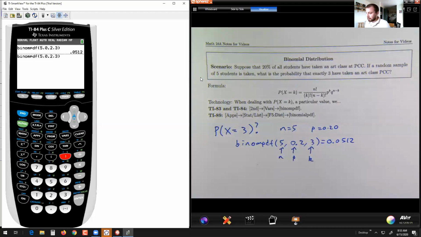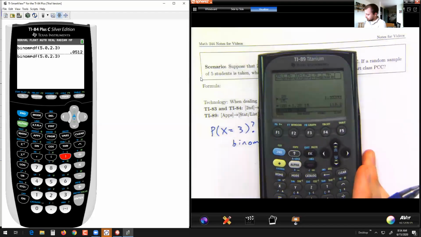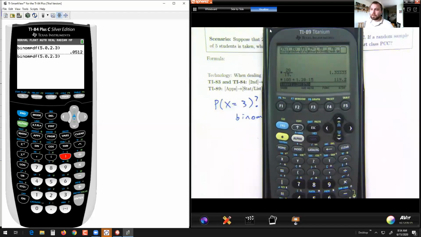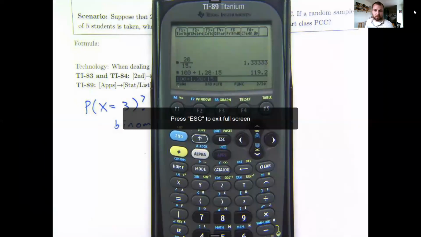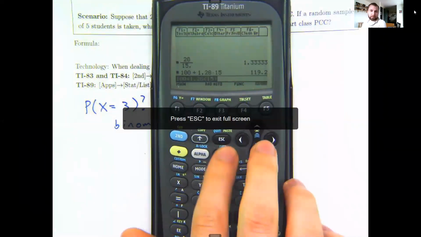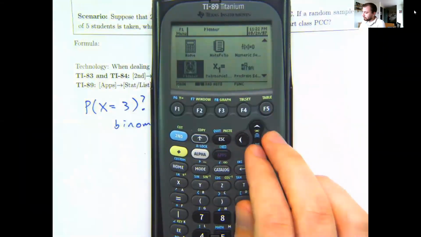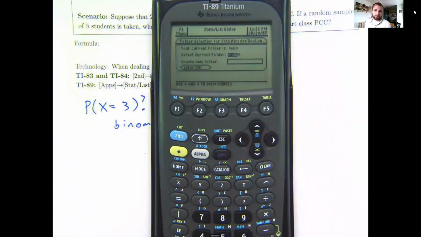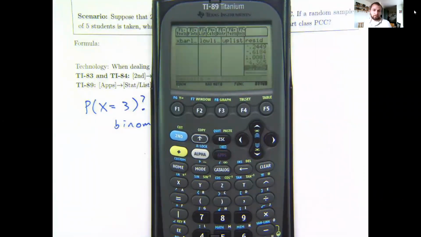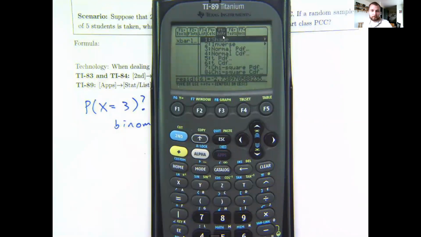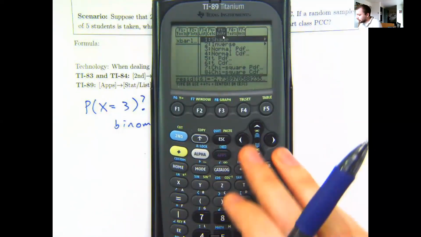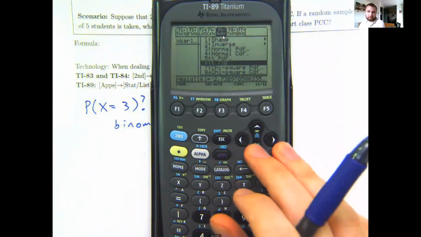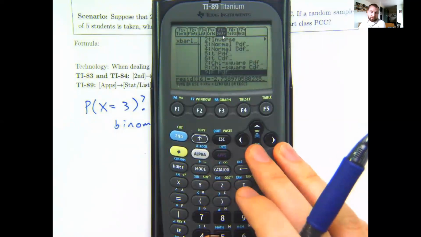Let's look at how to do this now using a TI-89. If you're doing this inside of a TI-89, you're going to need StatList Editor. So you're going to go into Apps, and then choose the app for StatList Editor. Enter to go in. I'm working with distribution, so I'm up top here, and I'm going to select F5. And I'm going to scroll down until I see something for binomial PDF.